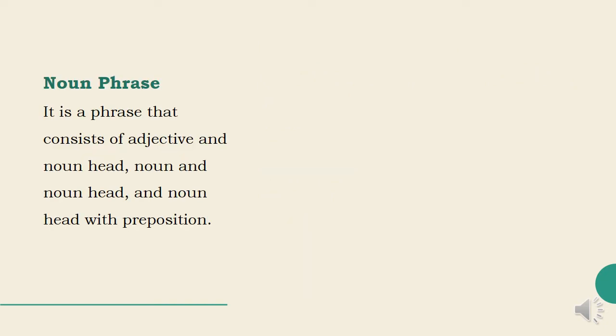The next type of phrase is a noun phrase. It is a phrase that consists of adjective and noun head, noun and noun head, and noun head with preposition. The first, adjective and noun head. For example, a private jet. Private is an adjective, while jet is the noun head.